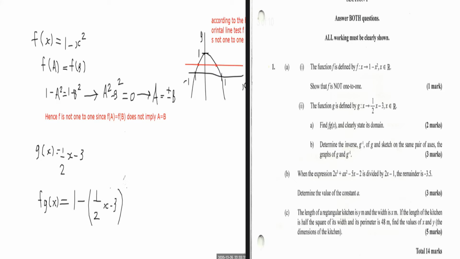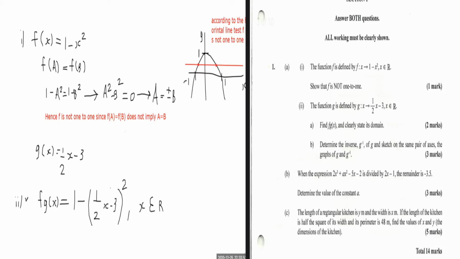Now, of course, we could go ahead and simplify it, but it didn't ask for us to simplify it, so I'm going to leave it right there. And it says state the domain of f g of x, and the domain is, of course, x is an element of the reals. All right, nice and easy. So that's the second part. So this is part 1. This is part 2a.